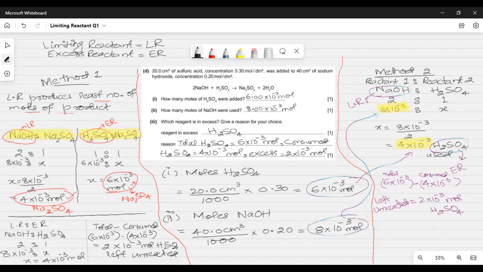Your way of answering, that you produced 4 into 10 raised to power minus 3 moles of Na2SO4, and that's why sodium hydroxide or NaOH is your limiting reactant, which definitely makes H2SO4 your excess reactant, is a very good answer. I'm fine with that answer. You can go ahead and write it and you'll get complete marks for it too. You'd see the same thing in the marking scheme. But I tend to write all the facts and figures, or at least the number of facts and figures that I can squeeze into the given space.